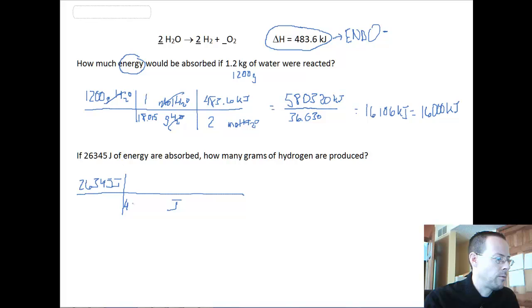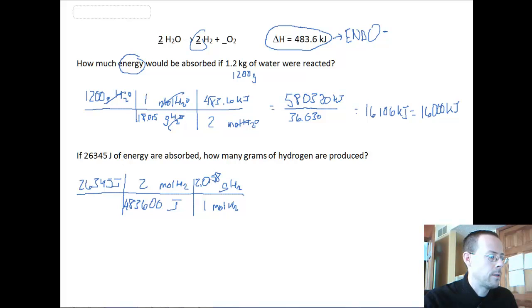When we do that, we're going to get 483,600 joules. Alright? And that much energy is related to how many moles of hydrogen? It's related to 2 moles of hydrogen. Why is it 2? Because there's a 2 in front of hydrogen in our balanced equation. Alright? We don't want moles of hydrogen, we want grams of hydrogen. So for every 1 mole of hydrogen, the mass of that is 2.0158. Right? And once again, we're going to multiply across the top, and multiply across the bottom, and simplify.